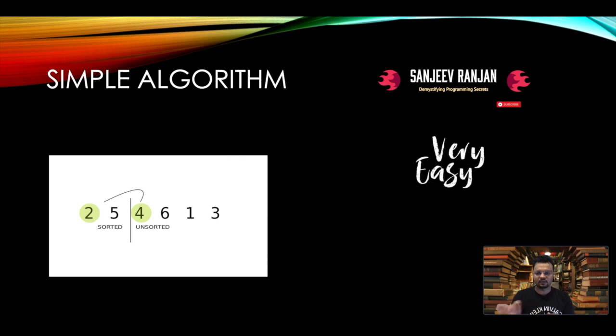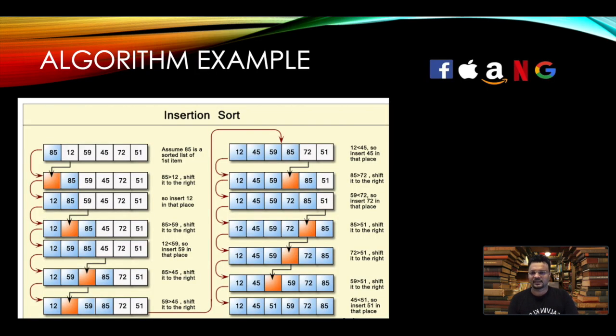You can see that now 4 is placed in the correct position. Now 6 is placed in the correct position. Now 1 will be placed in the correct position, and when we say we are placing it, we are basically comparing and swapping at the end with the correct position. The code is also very simple. We'll be looking at that in a moment. So let's see an example of it.